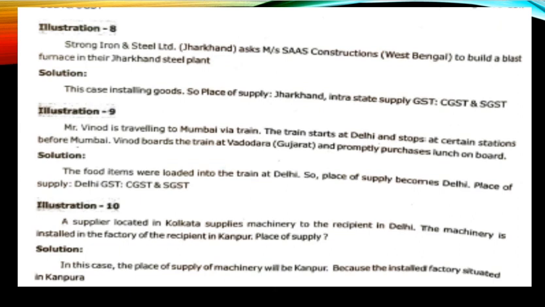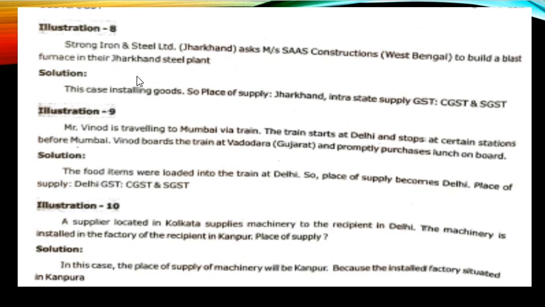So now, I have already discussed that when it comes to installation, the place of installation will be considered as the place of supply. The receiver is Strong Iron Limited, who is located in Jharkhand, and the supplier of that particular service, to build a blast furnace, is SAS Construction, who is in West Bengal. So two different states are being involved here.